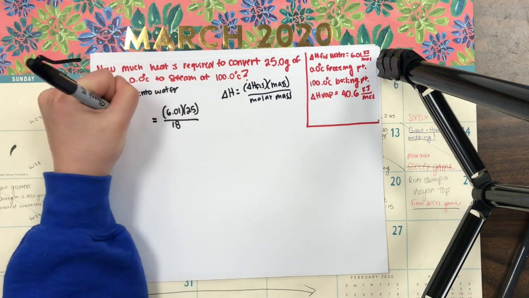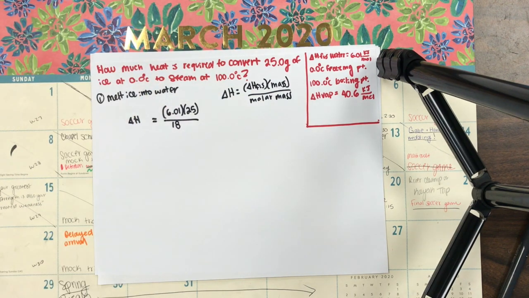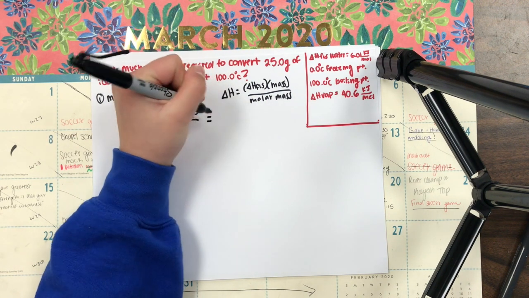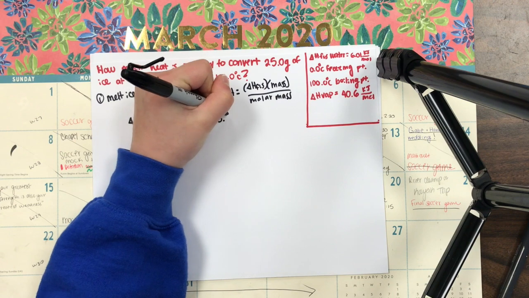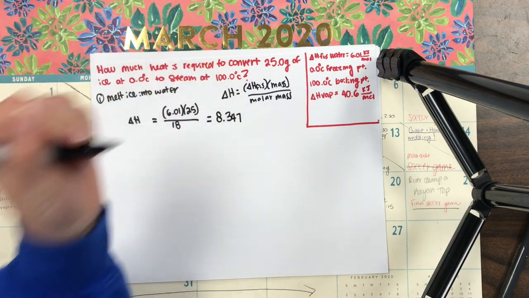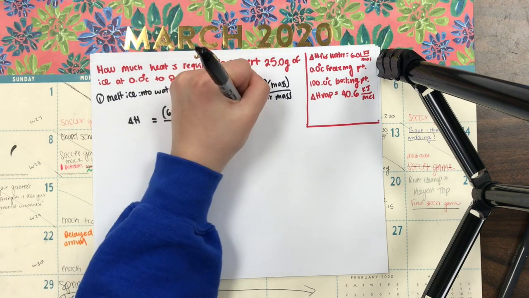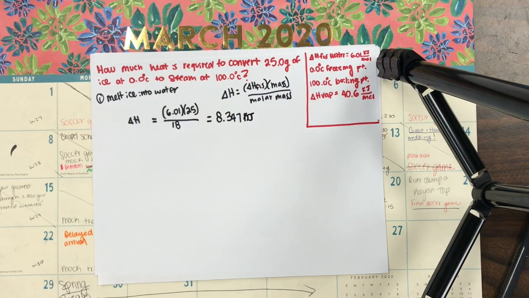So this is how I figure out how many kilojoules are going to be required to convert that 25 grams of ice into a liquid. So this is the first step of that equation. I'm going to go ahead and put this into my calculator. I uploaded a calculator for you to Schoology. So even if you don't have a TI calculator at home, you can use that one that I posted on Schoology. 8.347, my units for this are kilojoules because I'm talking in terms of heat. So that's the first step.